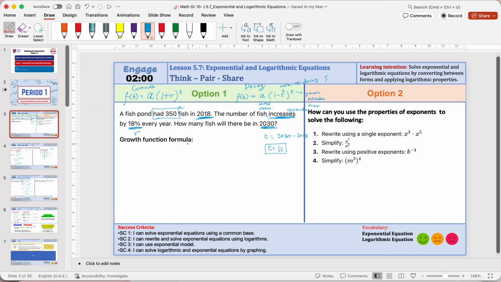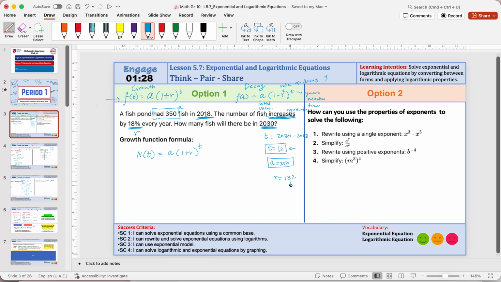Anyways, let's put our function together. So our function, which is number of fish over years, equals initial value times 1 plus, by the way, I'm just copying the growth function. This is the growth function. Why did I use this function, not the decay one? Because they said it increases. Now let's put in whatever we have. We have number of years is 12. We have initial value is 350. And we have the rate is 18%.